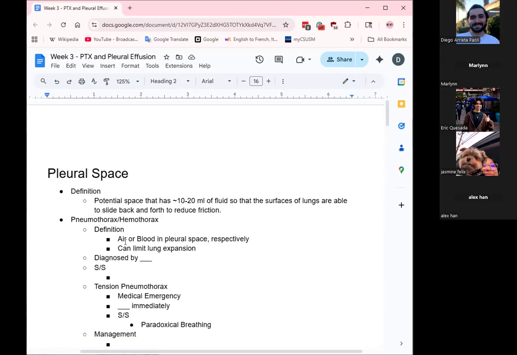So this is not the longest topic. It's just pneumothorax and pleural effusion. Correct me if I'm wrong on that, but that's just what I remember seeing on there.